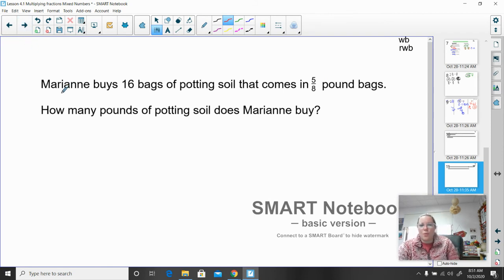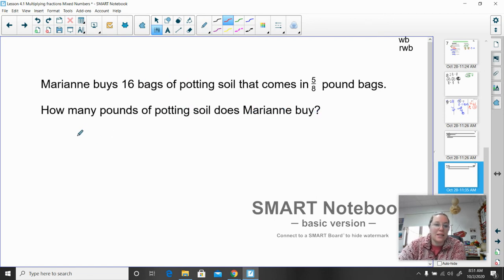When we have story problems, we want to make sure that we know what we're doing. Are we multiplying? Are we adding, subtracting, dividing? So when we read through this, Marianne buys 16 bags of potting soil that comes in 5/8 pound bags. How many pounds of potting soil does Marianne buy?